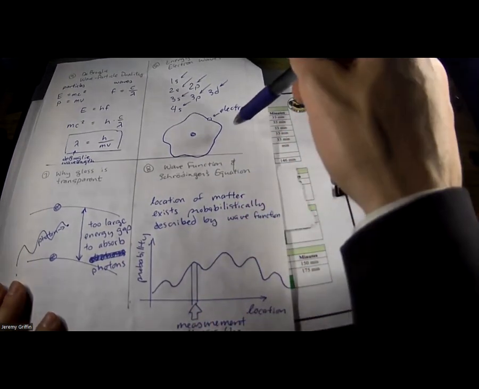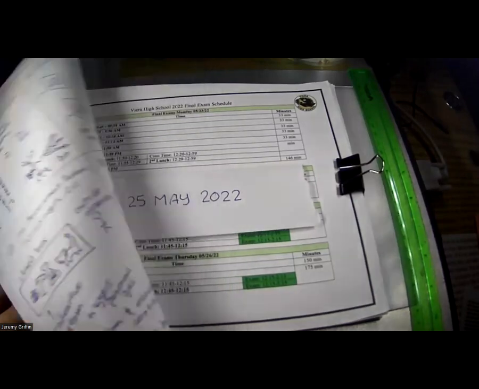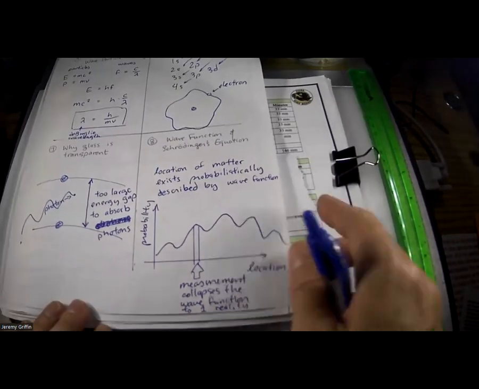Hey, that kind of reminds me of something like this. Remember, there are certain suborbitals that electrons will land in. This looks like it lines up kind of like different suborbitals, doesn't it? That's interesting. We're getting pretty close. When you measure it, this wave function collapses into one reality.